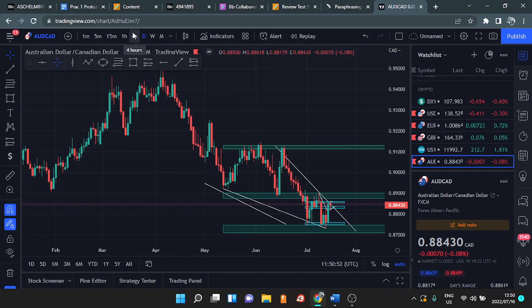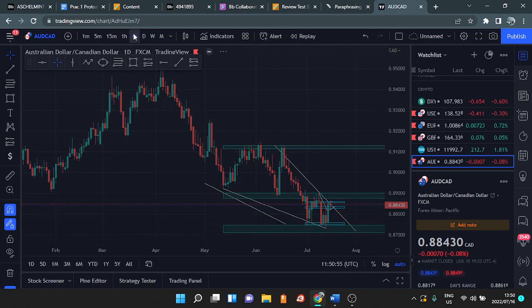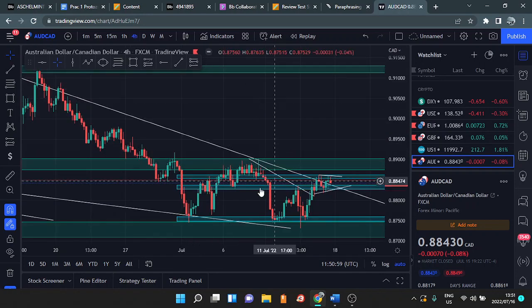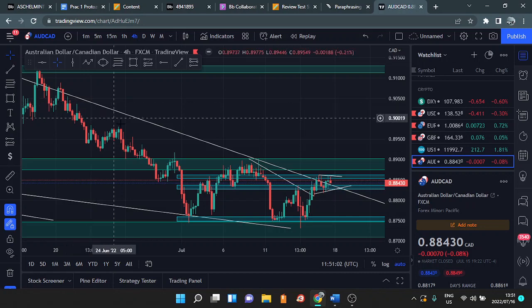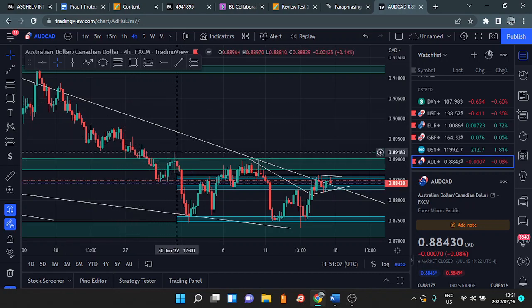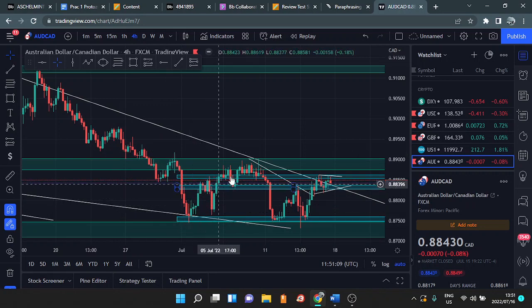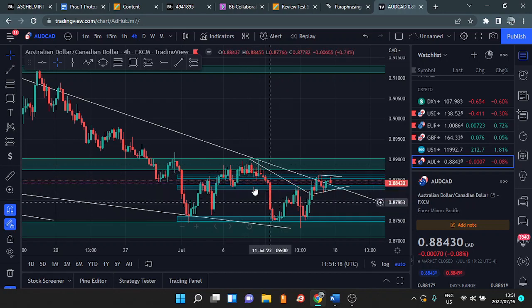Moving on to 4 hour. As you can see, the market has been impulsing to the downside, creating lower highs, lower lows, lower highs, lower lows. It created a lower low, pushed to the upside, creating a lower high, pushed to the downside, and failed to break the previous lower low, which can be an indication of the market reversing, guys. So we must pay attention to the structure.